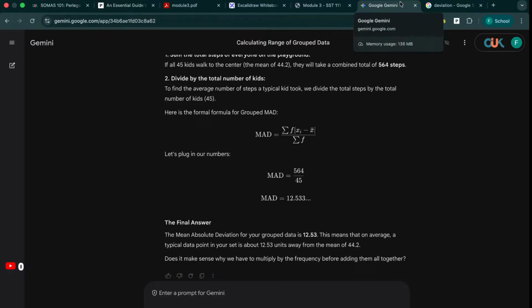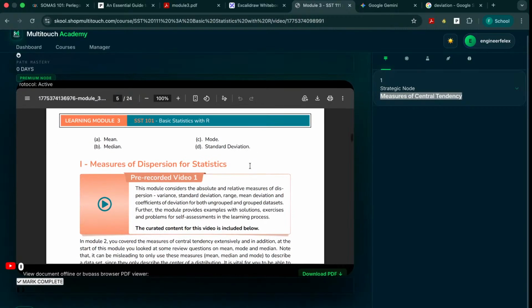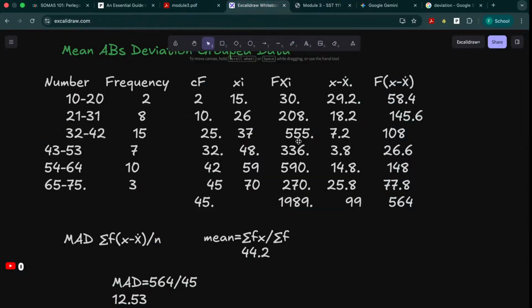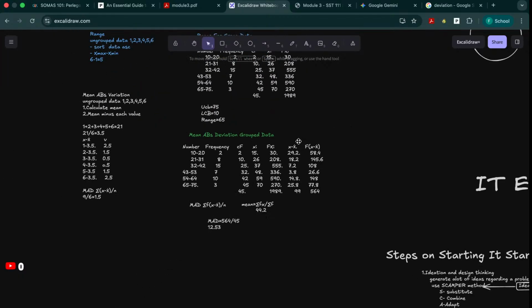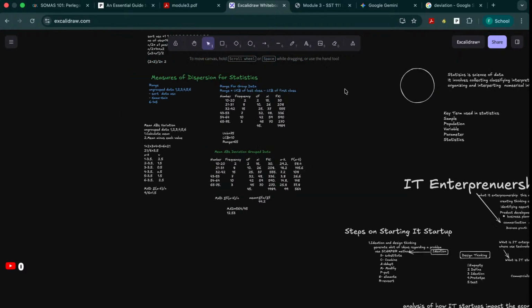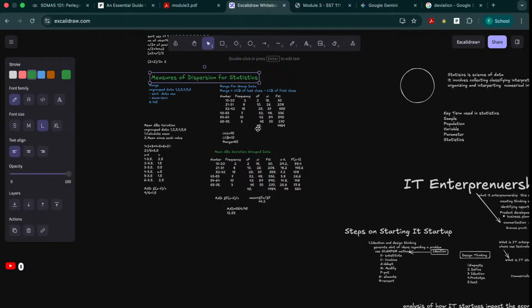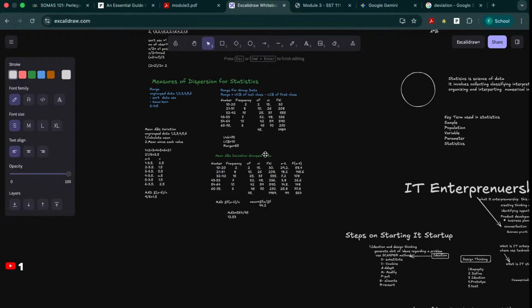So that is a total of 1 hour of doing. We have done mean absolute deviation and range. For 1 hour I have just done this. So let's come back after a few minutes. We do standard deviation and variance.